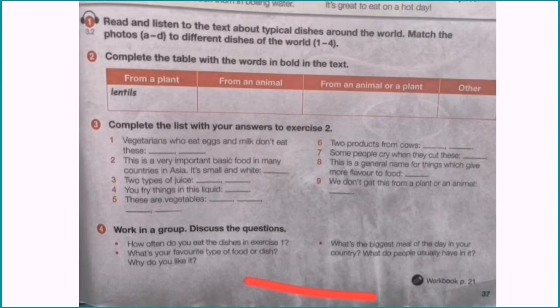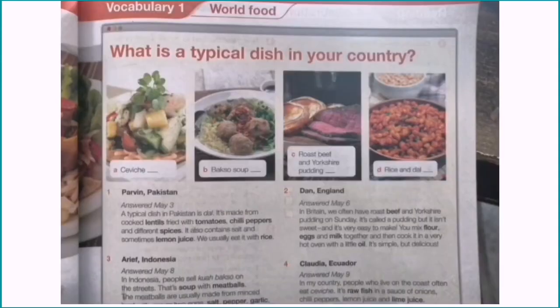What did we do? We watched and observed the photos and then we read the statements. For example, Parveen from Pakistan. A typical dish in Pakistan is dal.